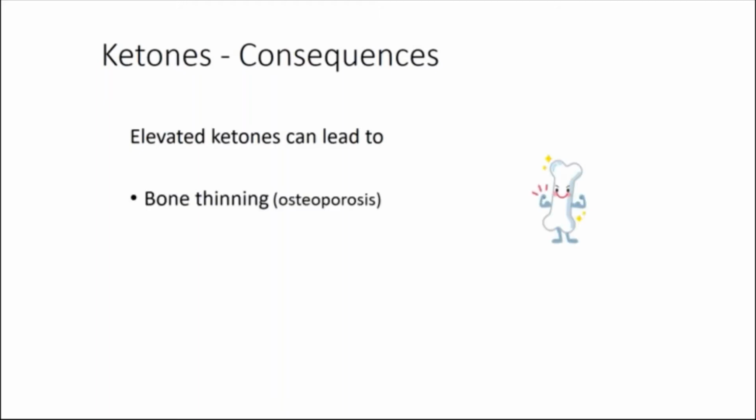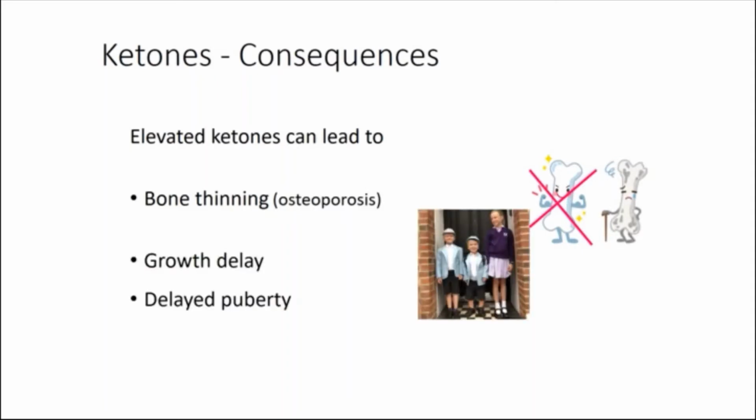They can lead to bone thinning, osteoporosis, so your bones are no longer strong but weak. Elevated ketones will lead to growth delay and to delayed puberty. The three kids that you can see on the right side are all the same age. And look at the boys with the GSD and the girl with no GSD, quite a difference.